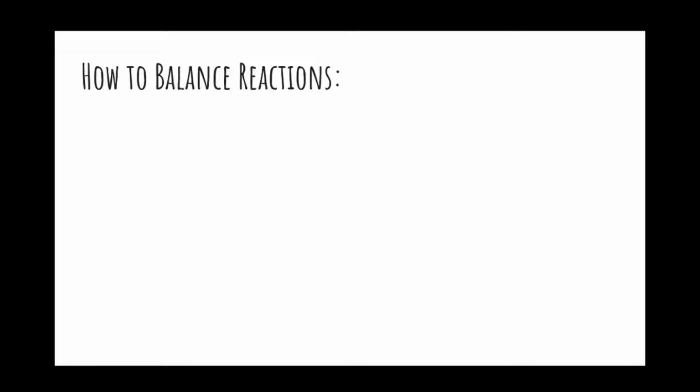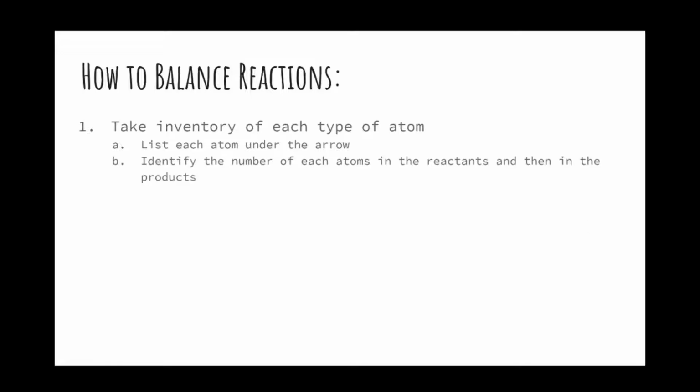Balancing a chemical reaction takes a couple of steps. The first step is to take inventory of each type of atom. I usually do this by first making a list under the arrow of each atom that appears on both sides of the reaction. Then I'm going to identify the number of each atom in the reactants and then in the products, and I'm going to write those on either side.